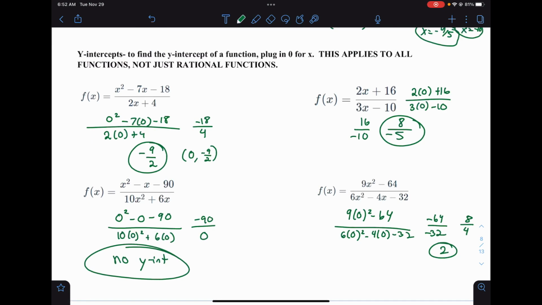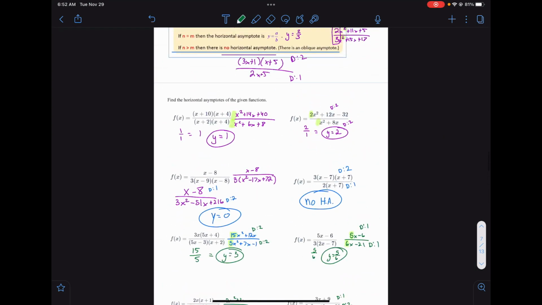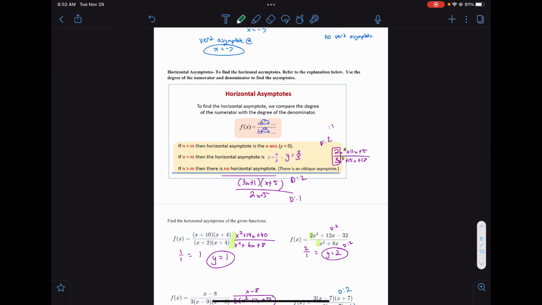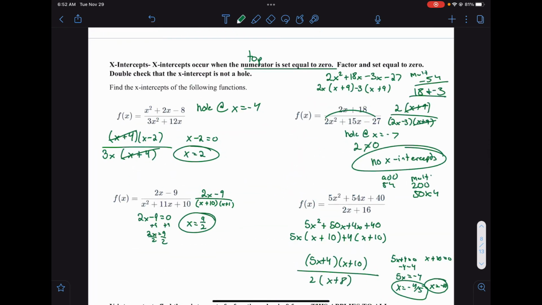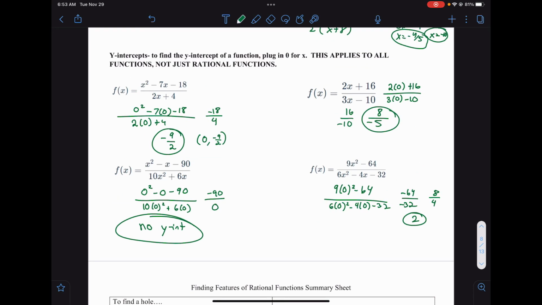All right. So again, to kind of reiterate, for a horizontal asymptote, you have to compare the degrees, okay? For x-intercepts, you need to factor completely, find any holes to exclude them, then set the numerator equal to 0. Then to find y-intercepts, you just plug in 0 for x.